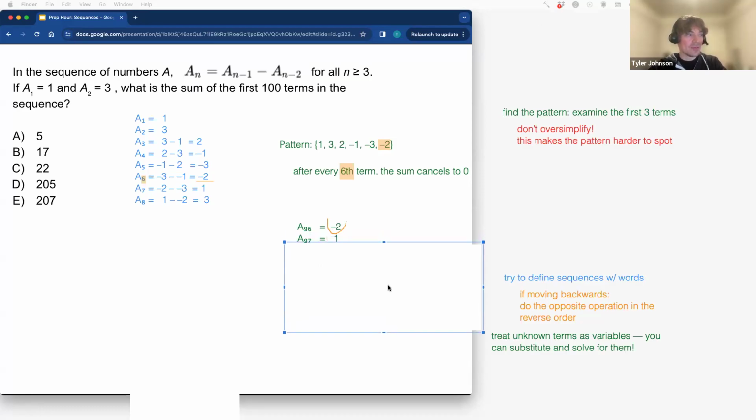So look at the 4 remaining terms: 97, 98, 99, and 100. It's going to be these 4 values summed together. The 1 and the -1 cancel out. So really, it's the sum of 2 and 3, which is choice A. 5 is the correct answer.